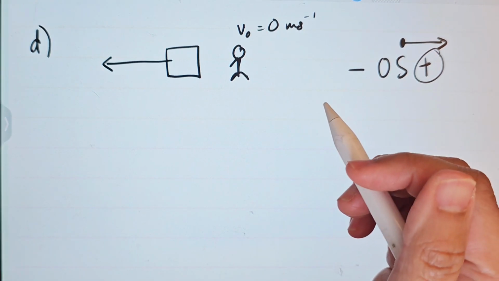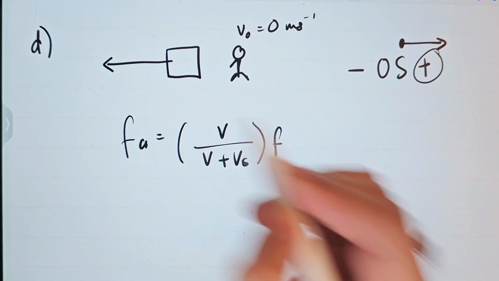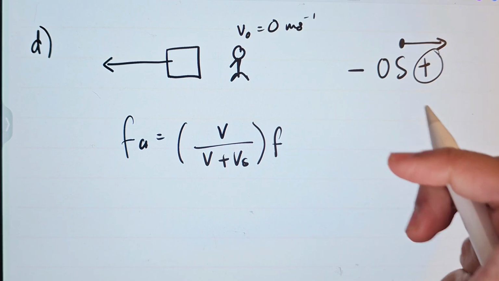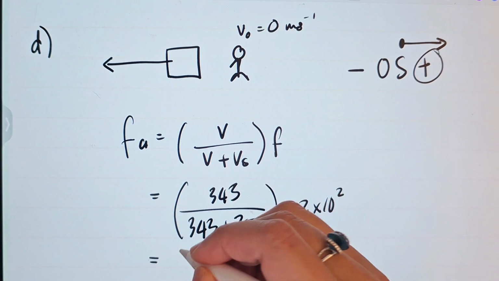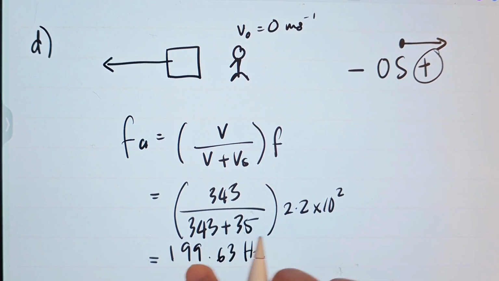Can you guess the apparent frequency equation? Did you get this? Apparent frequency? If you got it, congratulations. And now let's do the substitution. So the apparent frequency heard by the observer sitting behind the car is 199.63 Hz.